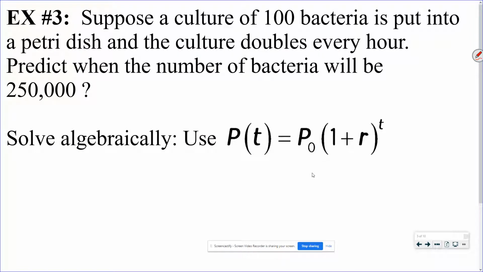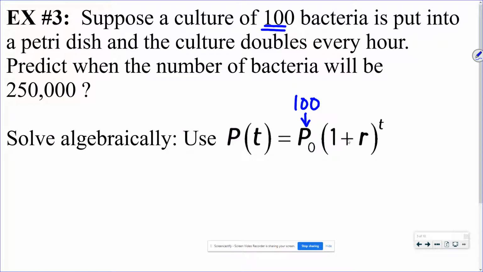All right, so here's like a sciencey question. Suppose a culture of 100 bacteria is put into a petri dish and the culture doubles every hour. Predict when the number of bacteria will be 250,000. So we know how much we're starting with, right? It doesn't say it specifically, but it does say that we're starting with 100 bacteria. So that would represent P sub 0 here.